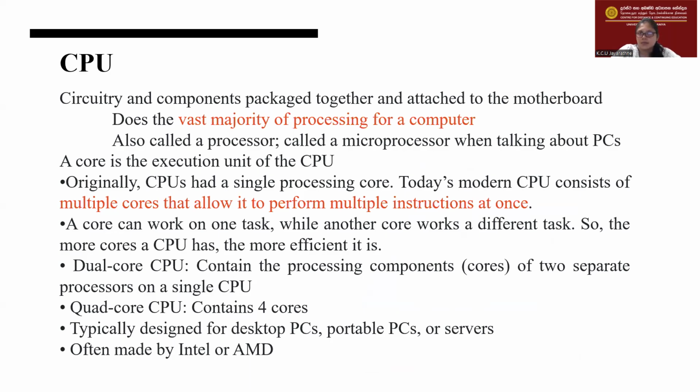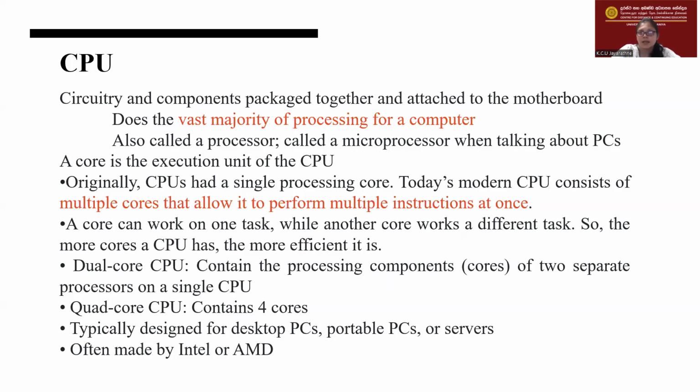As I mentioned earlier, the CPU does the biggest part, right? The CPU handles the vast majority of processing for a computer. It is also called a processor, or microprocessor when talking about the PC. As I mentioned earlier, this is the core of the computer. Originally the CPU had a single processing core. Today modern CPUs consist of multiple cores that allow them to perform multiple instructions at once.